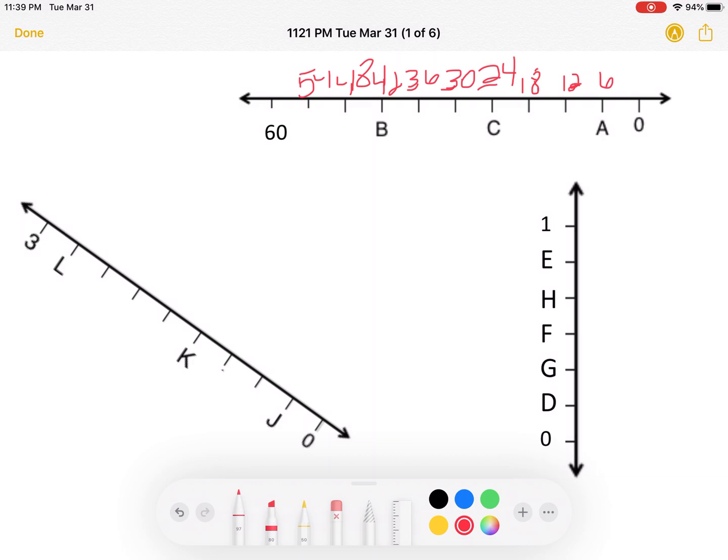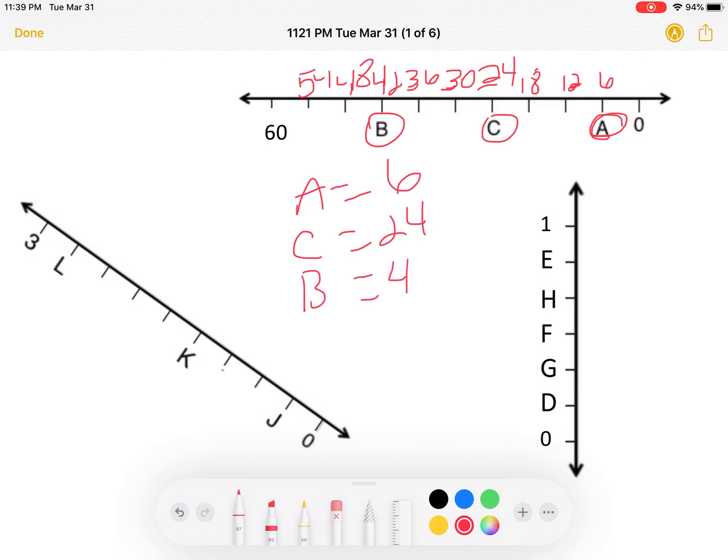All right, so let's determine the value of A. A equals 6, right? What's the value of C? C equals 24. The value of B? B should have equaled 42. So I hope you got them right. And I'm trying to quit saying "you all" so much. But if you got it right, very good, butterflies.